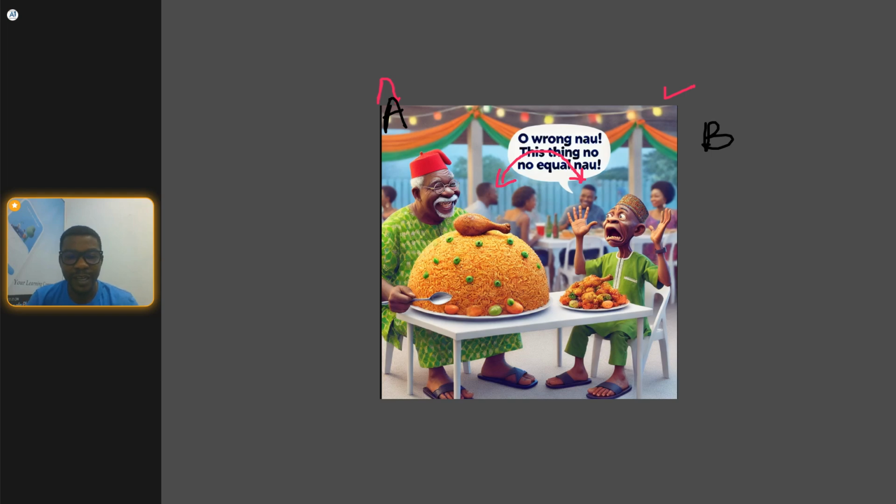And Mr. B has to shout, "Hold on now, this thing is not equal." Meaning that the food of Mr. A is greater than that of Mr. B. That means A is greater than B, and we can say B is less than A. And this gives birth to what we call inequality. When you have an expression that does not have the same quantity, it leads you to what we call inequality. That is, one can be greater than the other, or one can be lesser than the other. I believe you understand what I'm saying. So this picture gives us the introduction of today's topic, which is inequality. All right. I believe you are with me.